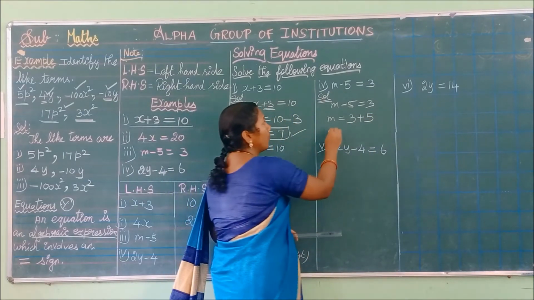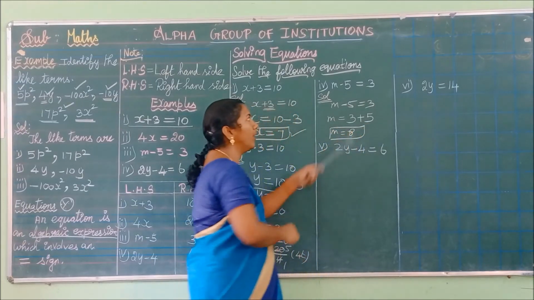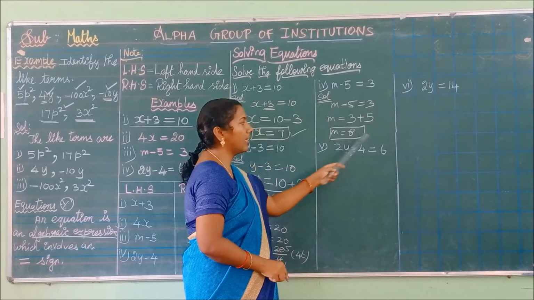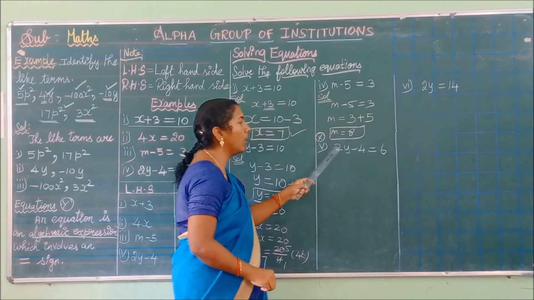So what is the value of m? m equal to 8. If you subtract 5 from 8, you get the answer 3. Thus our answer is correct. Okay. Next you see the next sum. It is a very important model.